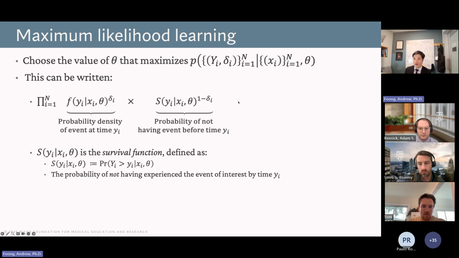And conversely, if delta I equals 1, then this term disappears, and instead you just use the probability of having the event exactly at yi. So you can view each patient as, for each of them, you either observe them surviving up to time yi, or you observe exactly the event at time yi. And I've introduced some notation here. F is the probability density of the event. S is the survival function, and it's defined, as I mentioned earlier, as the probability that the event time is greater than some specified value yi. So it's the probability of not having experienced the event of interest by that time.